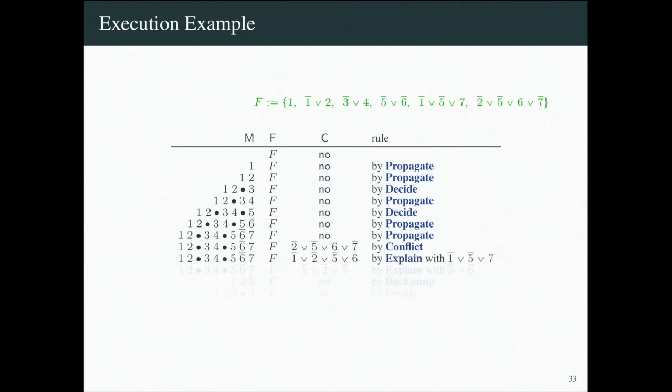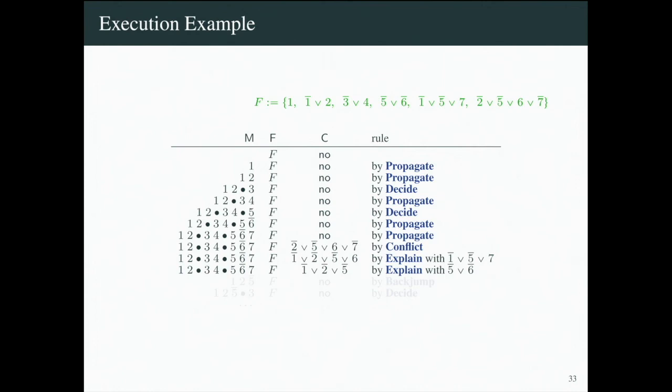So if we do an explain with 157 and this, we basically get rid of the 7 and we get everything else that's left. So we get not 1 or not 2 or not 5 or 6 as our new clause. And then we can explain that one based on 6, which came from this not 5 or not 6. So if we combine this one with this one, we now get not 1 or not 2 or not 5.